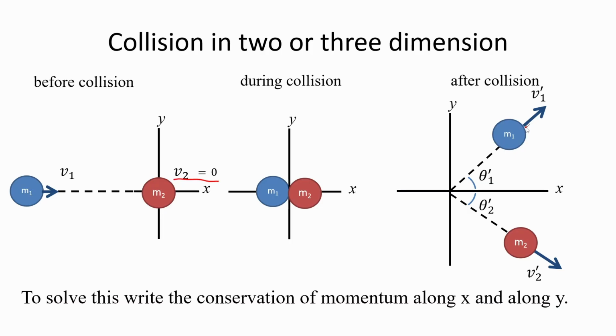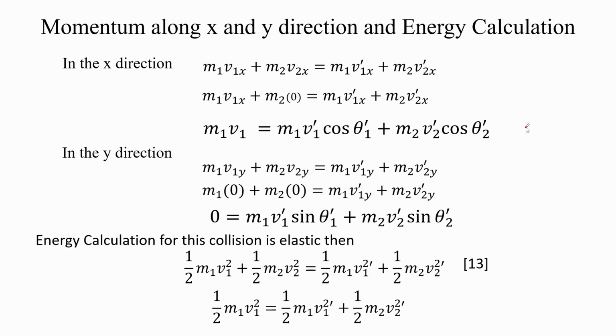So, let's look at the sum of the quantities along the x and y axis. Okay, duha man siya. So, in the x direction, you have M1 V1x plus M2 V2x is equal to M1 V1x prime plus M2 V2x prime. So, these are the initial conditions.